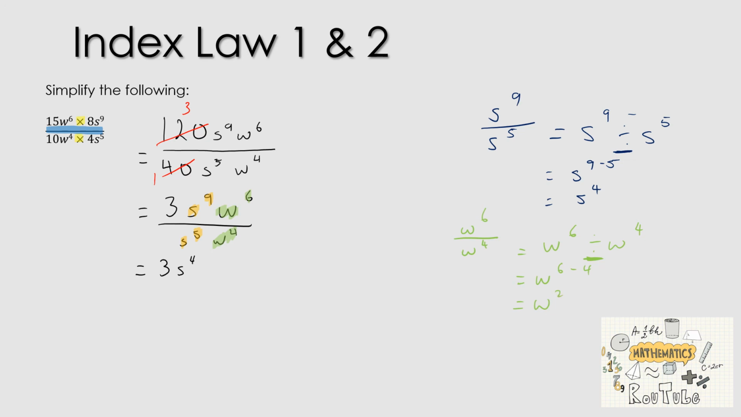And once again, how do we know where it goes? Well, there were more w's on the top, so we're going to leave them on top. There were 6 on the top and 4 on the bottom. So therefore, we have an answer which we have finished. The simplified version of that fairly complex problem is 3s to the power of 4, w squared.